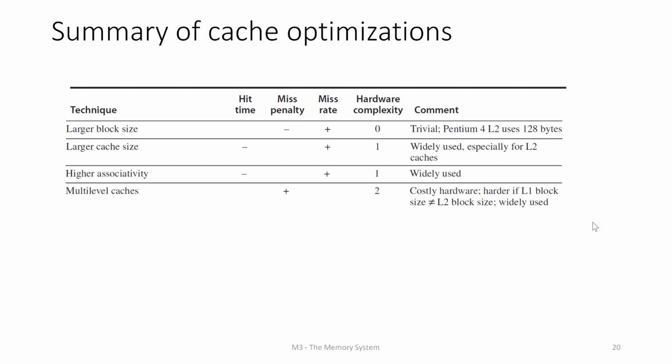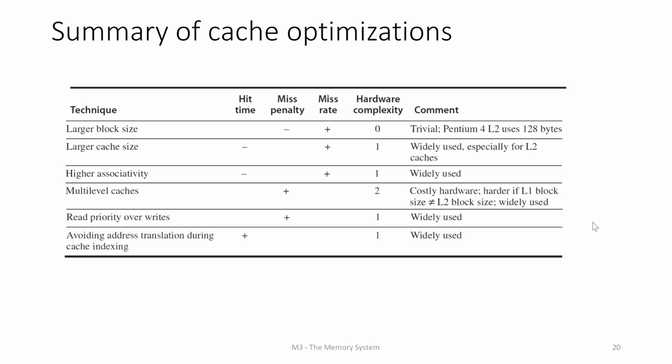The fourth technique or optimization is multi-level caches. It will help us predominantly to reduce the overall miss penalty in the AMAT equation, and the hardware complexity is much higher because we are introducing another level of cache in the hardware. It's quite costly. The fifth optimization is read overrides. Implementation is more or less straightforward and it will help us to reduce the miss penalty. The sixth one, implementation is again more or less straightforward and it will help us to reduce the hit time of the cache.